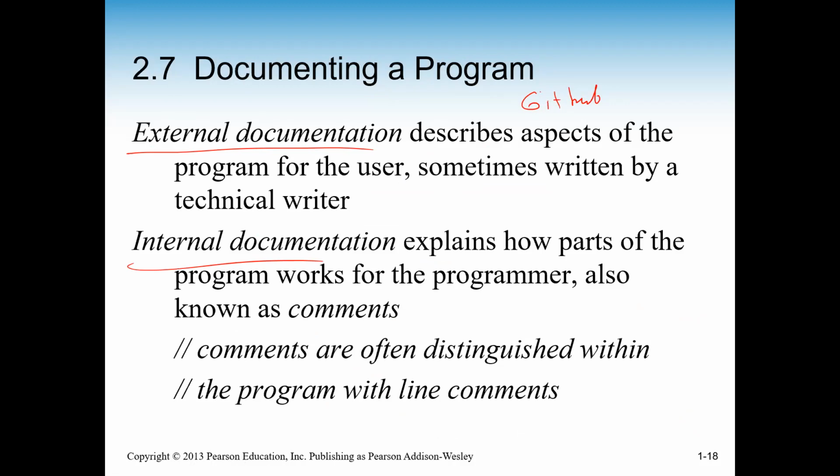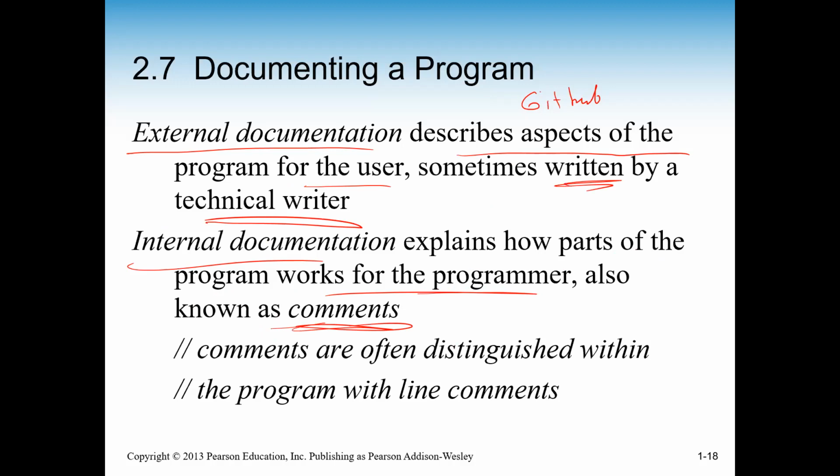External documentation describes aspects of the program for the user and is sometimes written by a technical writer. It could be some kind of PDF, Word document, GitHub, that kind of thing. It's really just some information about the program. Then you have internal documentation, which explains how parts of the program work for the programmer, also known as comments. So these are the comments section.